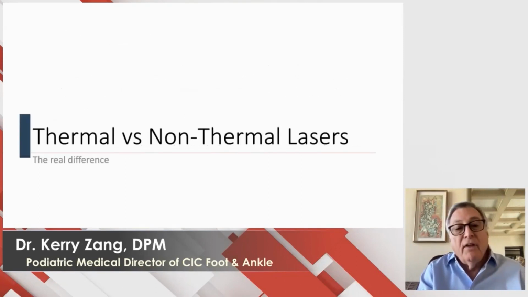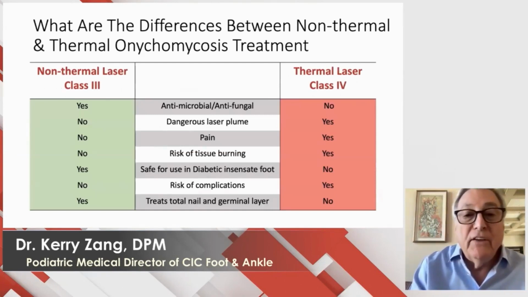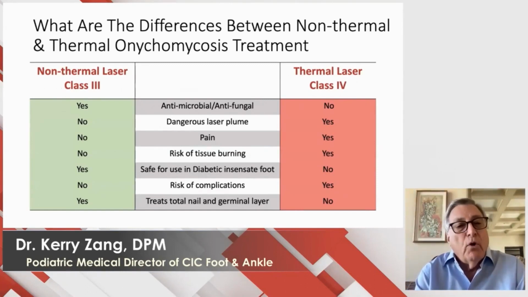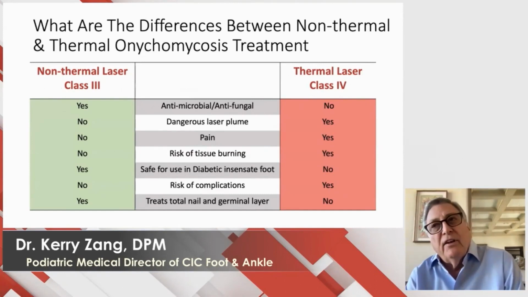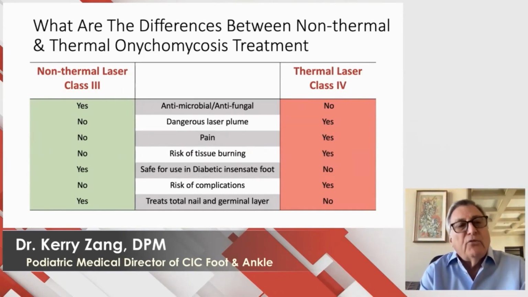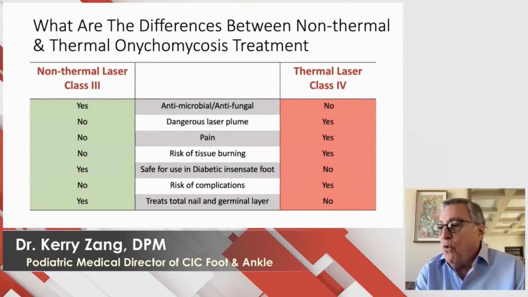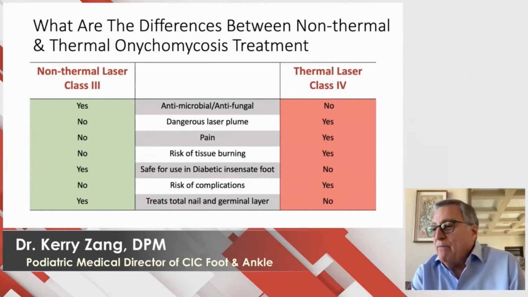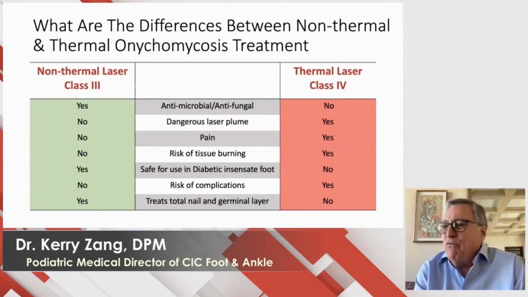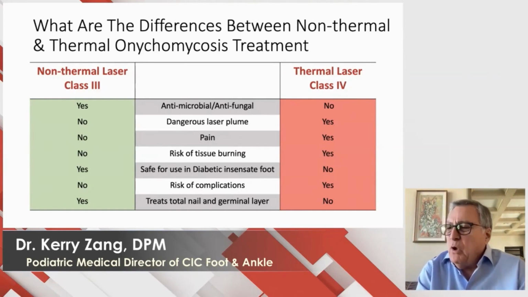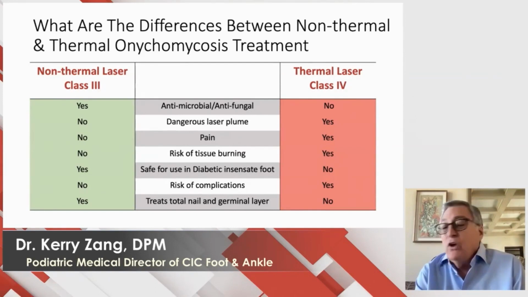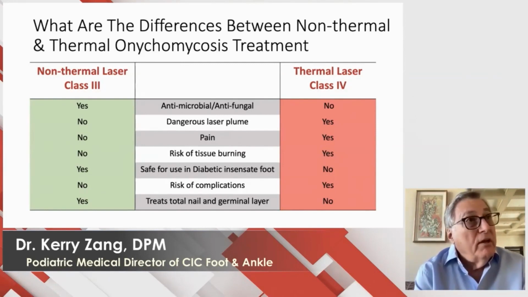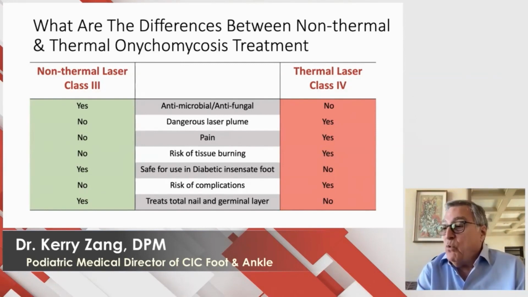Now we're going to go to the area of the thermal and the non-thermal lasers. The differences are significant, and the non-thermal laser that we're using, initially, years ago, it was thought to be a class 3, but it really is a class 2 laser. The thermal lasers are all class 4. The cold lasers' wavelengths vary from 400 nanometers to up to about 650 nanometers, whereas the hot lasers start at 870 and can go up to the surgical lasers of 1320.